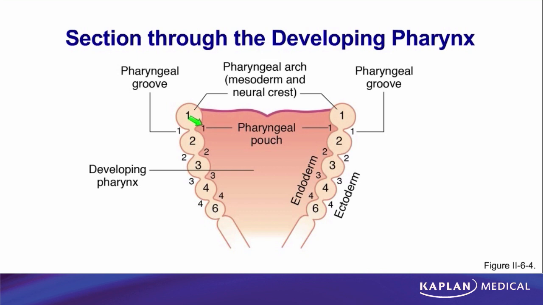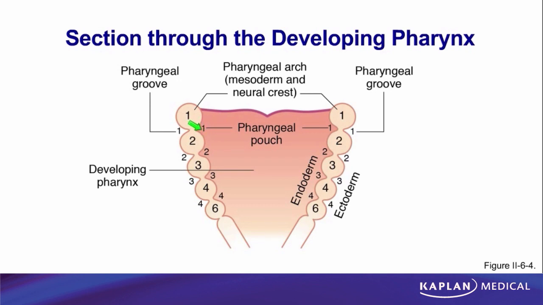And you see that the first pouch is directly continuous with the pharynx. Well, that would suggest that the middle ear cavity should be continuous with the pharynx. And of course it is. That continuity we call the eustachian tube, or the pharyngotympanic tube. Eustachian tube, connecting the middle ear cavity to the pharynx. So that's what the first pouch becomes, the middle ear cavity and the eustachian tube.